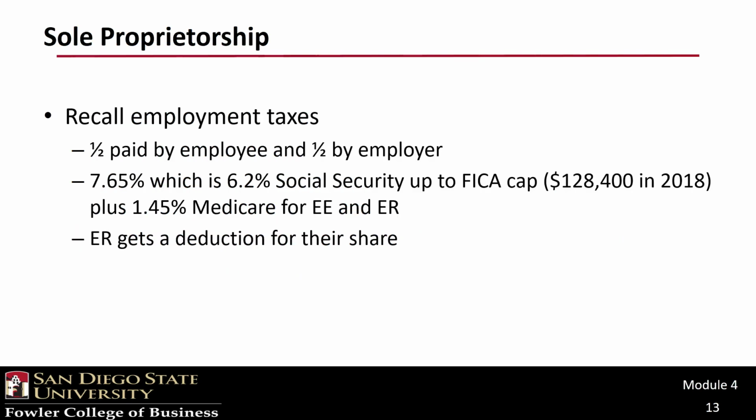Shifting gears a bit, recall that we covered employment taxes back in Module 5. For those that forgot, employment taxes are paid 1/2 by the employee and 1/2 by the employer at rates of 6.2% each for Social Security and 1.45% each for Medicare. That's 7.65% for each, or a total of 15.3%. Recall also that Social Security tax applies only up to the FICA cap, which was $128,400 in 2018. Note also that the employer takes a deduction for their share of the employment taxes, like any other ordinary and necessary business deduction.